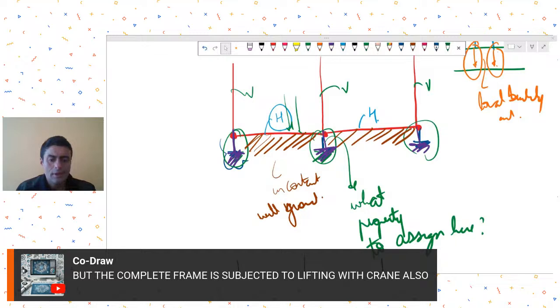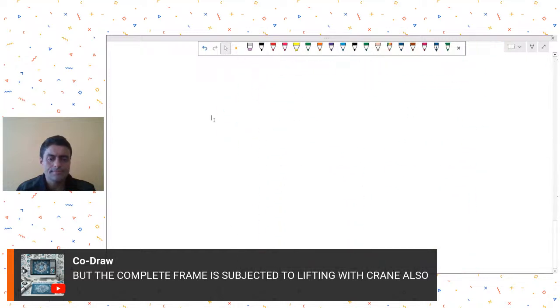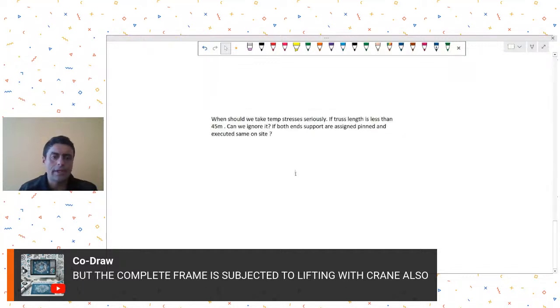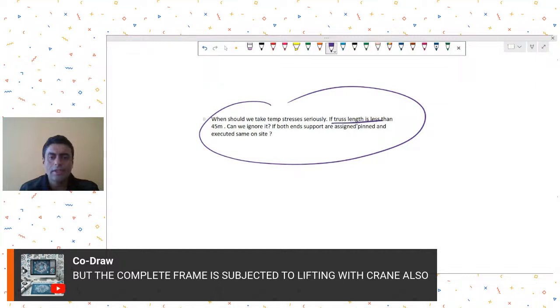Okay, the next question is from Mr. Kundan. He is joining us from Nagpur. He is asking, when should we take temperature stresses seriously if truss length is 45 meters? When should we take temperature stresses seriously? If truss length is less than 45 meters, can we ignore it, if both end supports are assigned pinned and executed the same on site?